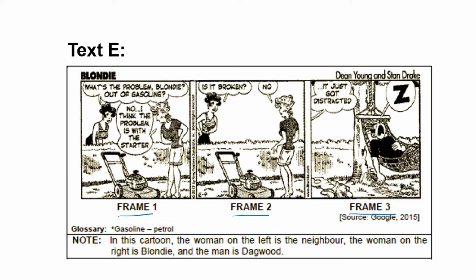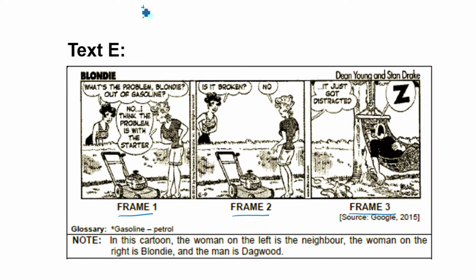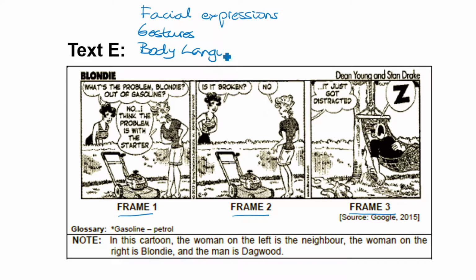And when we talk about the visuals, what are you looking at? You're looking at the facial expressions of the characters. You're looking at their gestures. So what are they doing with their hands? You're looking at basically the body language. You're also looking for things such as the movement lines. You're looking at what is drawn, so you can identify things like the setting. Where are they? Just by looking at the pictures. What is in the frame?